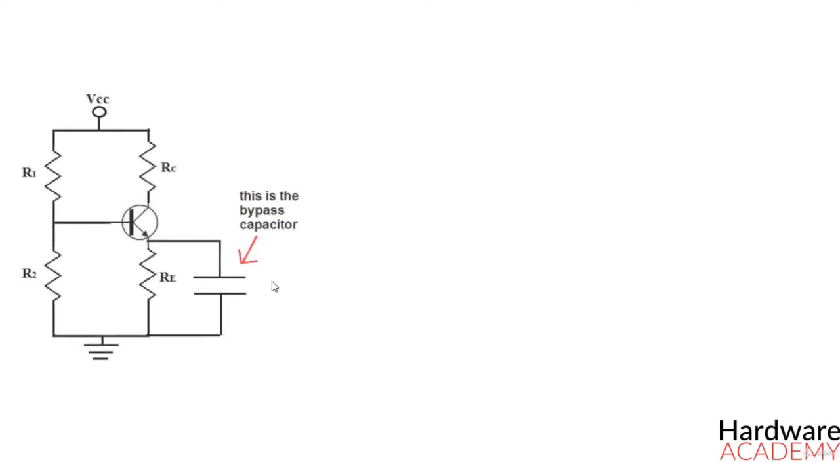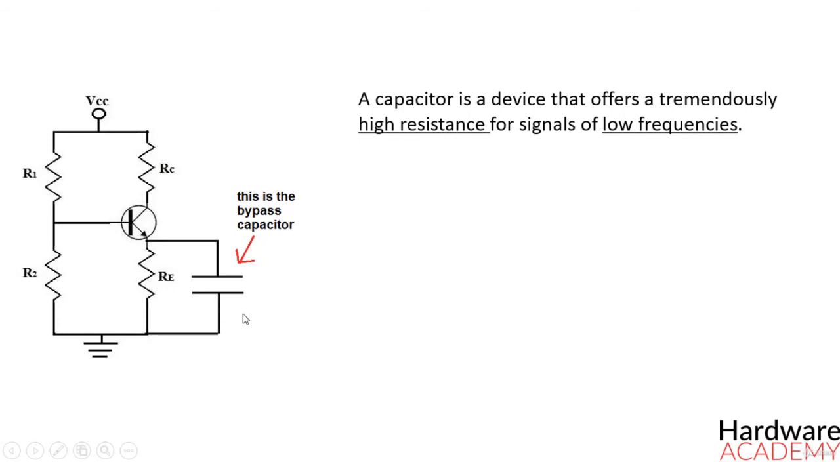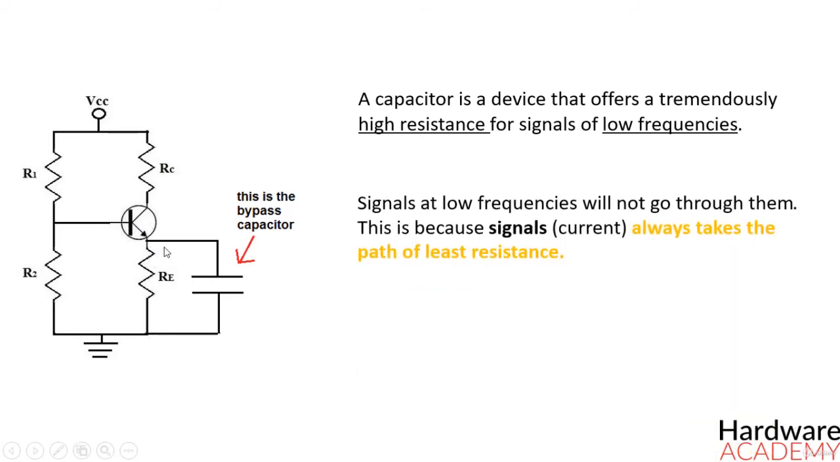So our transistor circuit will have a bypass capacitor added to it. A capacitor is a device that offers a tremendously high resistance for signals of low frequencies, right? I think I repeated this enough times. And therefore signals at low frequencies will not go through them. And this is because signals always take the path of least resistance. Therefore, they will instead go through the resistor RE. And remember again, this is for low frequency signals, which is basically DC signals.